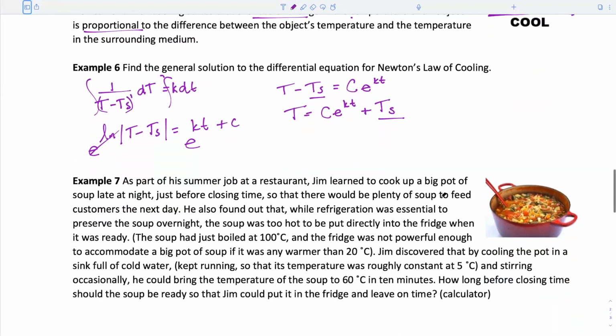So given that information, you should be able to solve example 7 on your own. All right, so I want you to go ahead and solve example 7 on your own. It does give you the initial temperature of the soup, and then it gives you a second temperature at a later time, so that way you can figure out C and k separately, and then answer that last question. All right, enjoy.